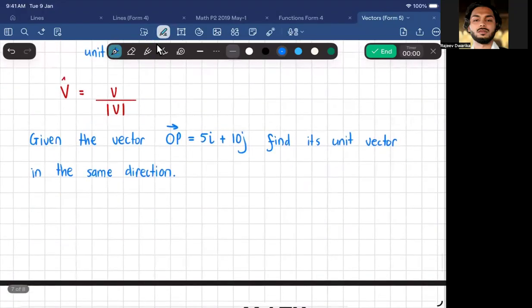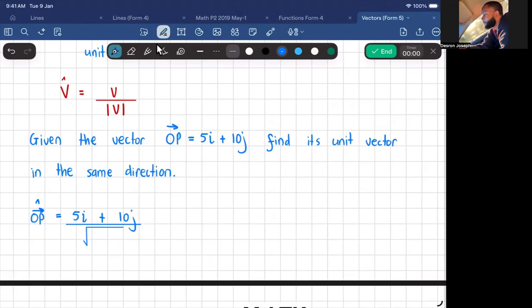Okay, great. According to the formula, if I want to find the unit vector for OP, I would write the vector, 5i plus 10j, divided by the magnitude. How would I find the magnitude of that vector? It's the square root of x squared plus y squared. So what is the x component here? 5. So we're going to write 5 squared plus 10 squared. Work that out and tell me what you get in the denominator.